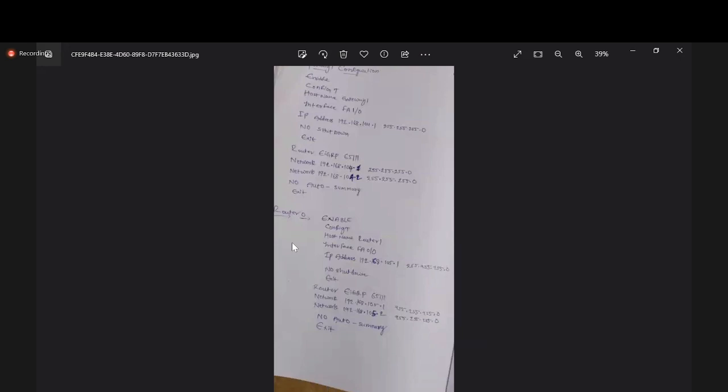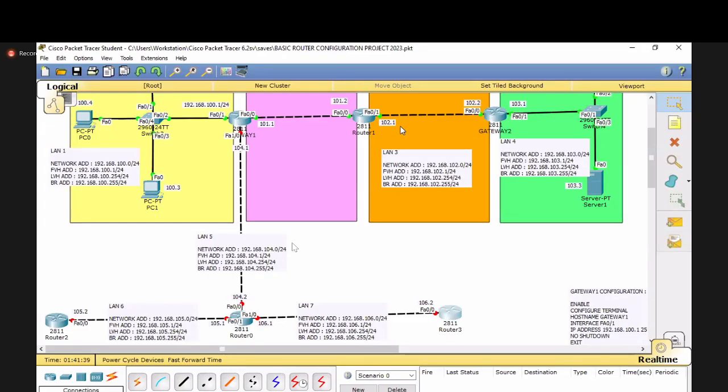First of all, you have to configure all the interfaces, the port numbers, and IP address, giving no shutdown. After that, only whichever router you need to do static routing or default routing or DHCP, you need to configure that. So that configuration is not good. Check the configurations.